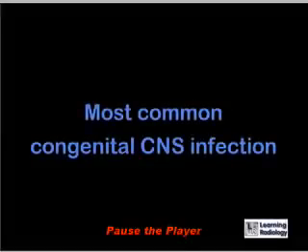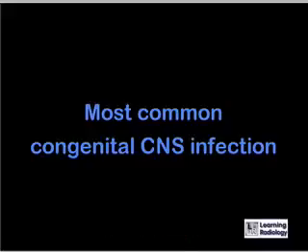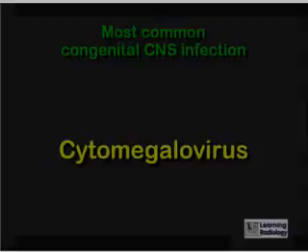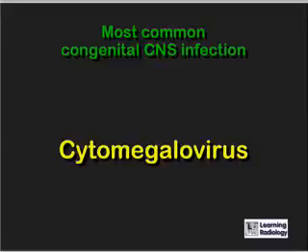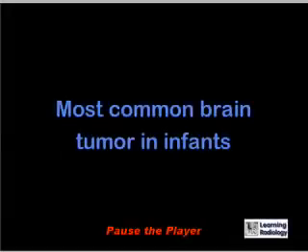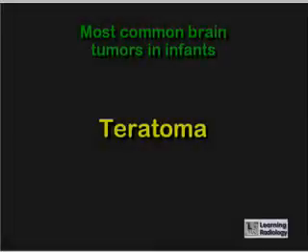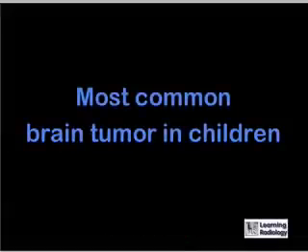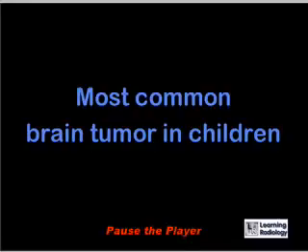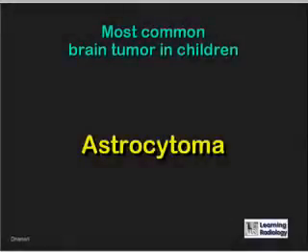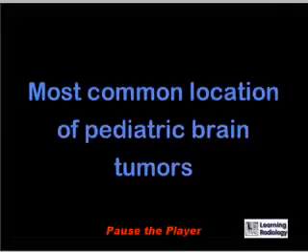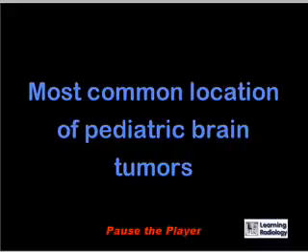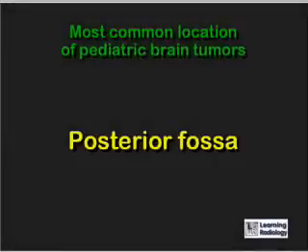What is the most common congenital CNS infection? Cytomegalovirus. What is the most common brain tumor in infants? Teratomas. What is the most common brain tumor in children? An astrocytoma. What is the most common location of pediatric brain tumors? The posterior fossa.